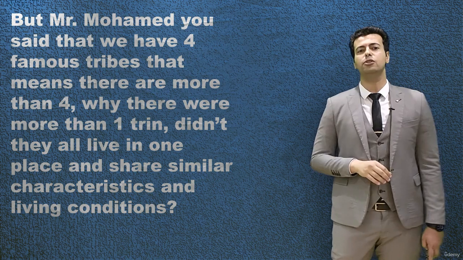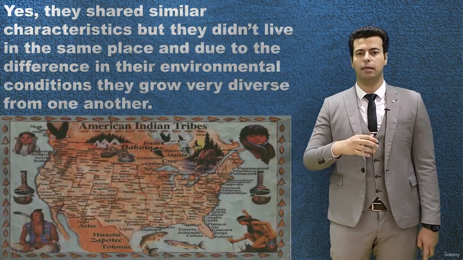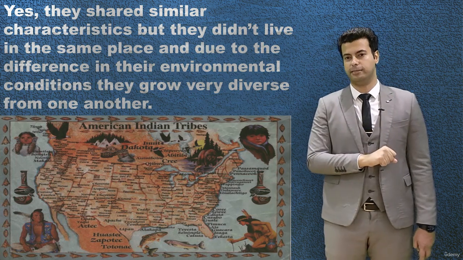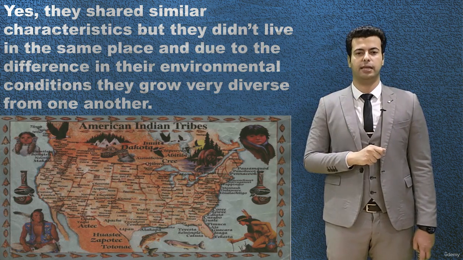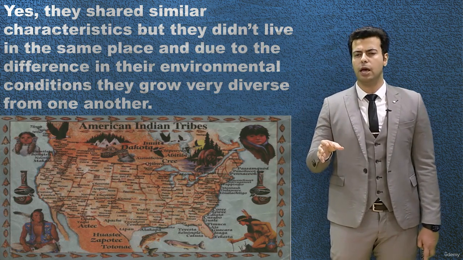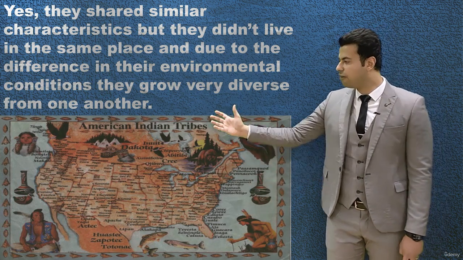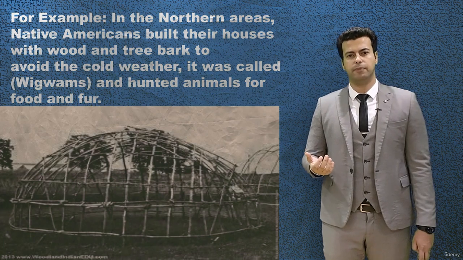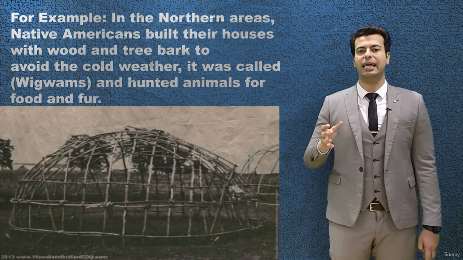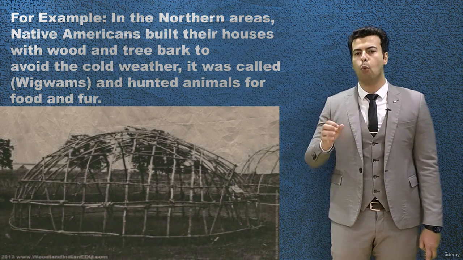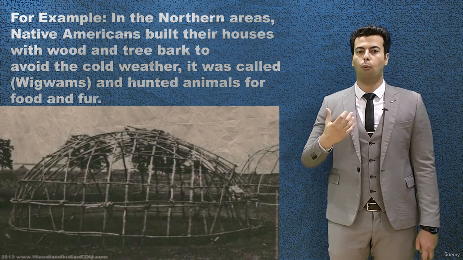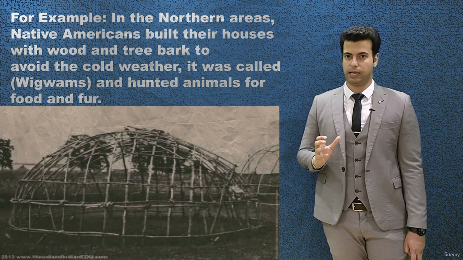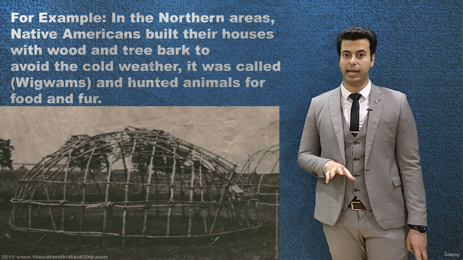Now, we answer this question, we say yes, they shared similar characteristics, but they did not live in the same place. And due to the differences in their environmental conditions, they grew very diverse from one another. How so? For example, in the northern areas, the Native Americans built their houses with wood and tree bark. Why? Because in the north, the weather was cold, unlike the south, as we're going to see now.